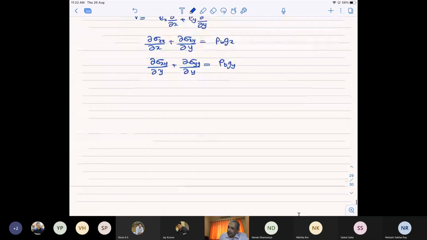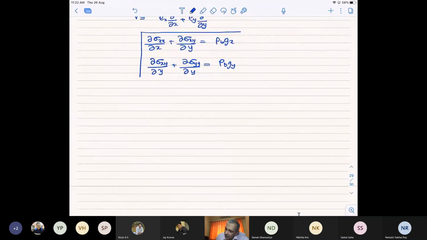So I did this simple derivation without going into too many details, but this is a standard equation you will find in all textbooks for the stresses. So if you look at even the Navier-Stokes equation or Cauchy equation and put velocity equal to 0, you will get this. This is the stress equation.